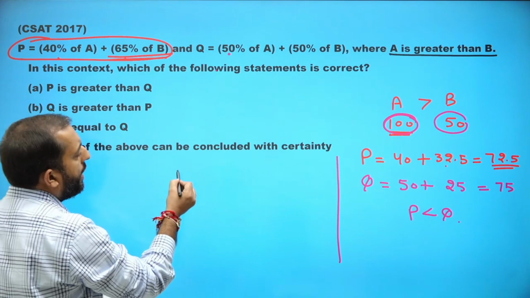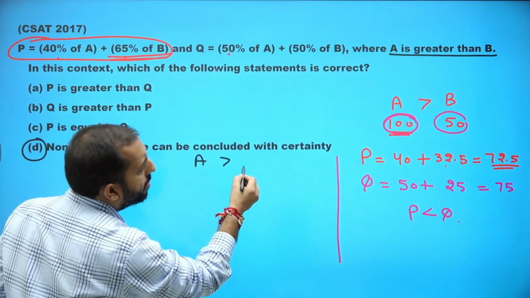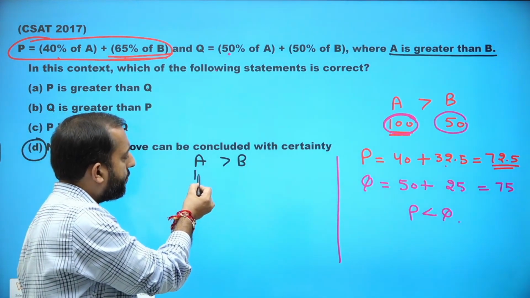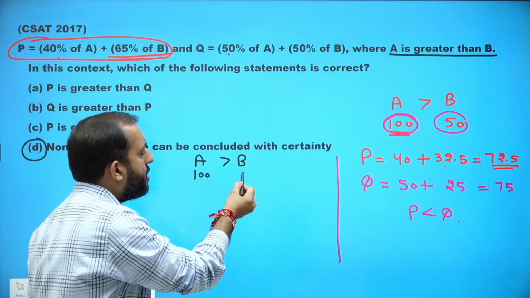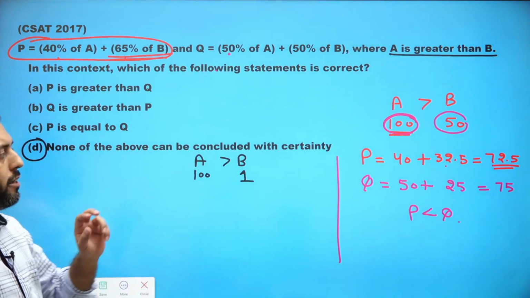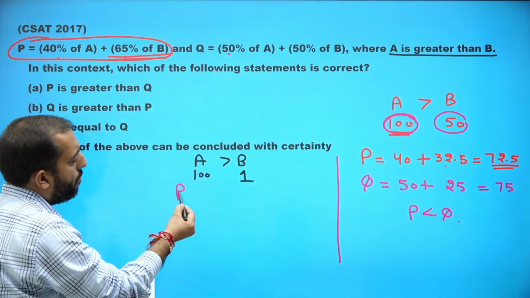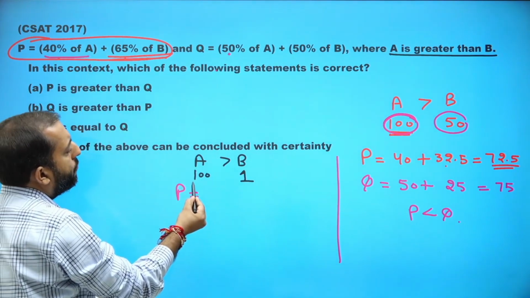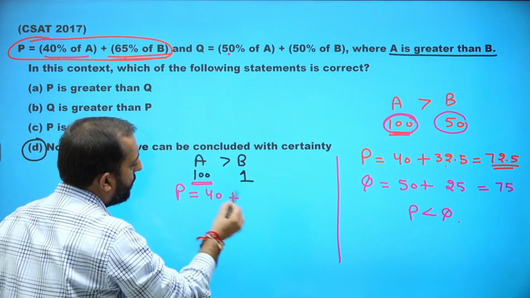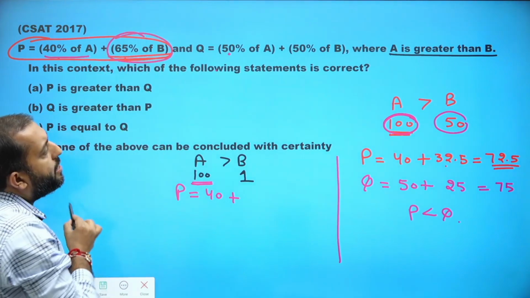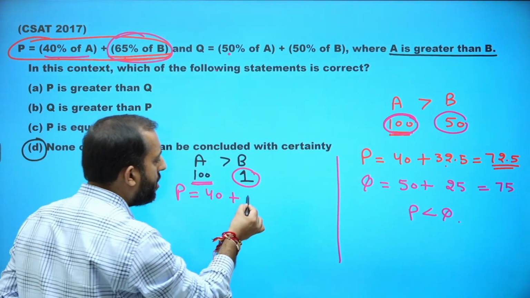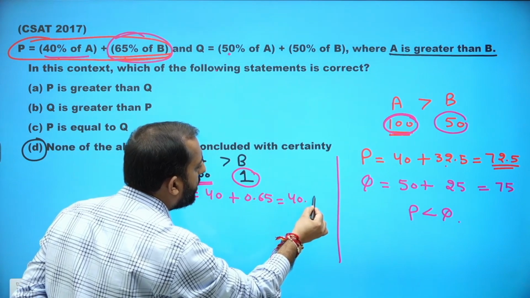We only know that A is greater than B. This is the given information. So let's say A is 100 and B is 1. Let's find out the value of P and Q for this situation. The value of P will be 40% of A, meaning 40% of 100, which is 40 only, plus 65% of B, meaning 65% of 1. 65% of 1 is 65 upon 100, which is 0.65. So the value of P becomes 40.65.